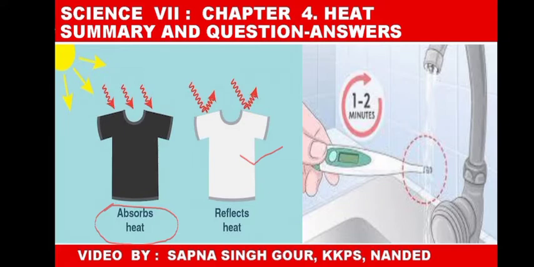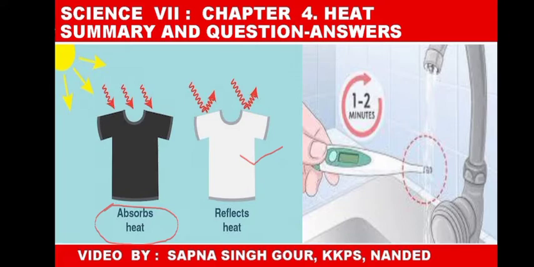Do not touch objects which are very hot because hot objects give harmful burning effects. We can feel the hotness or coolness by touching the objects. Thermometer should be washed before and after use. Ensure that before use the mercury level is below 35 degrees Celsius. Read the thermometer keeping the level of mercury along the line of sight. Handle the thermometer with care.